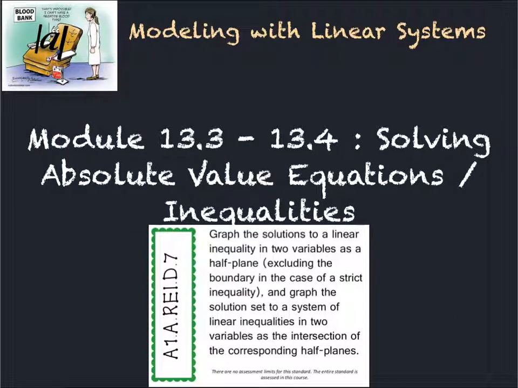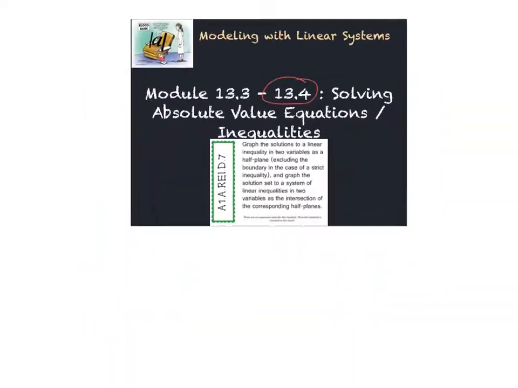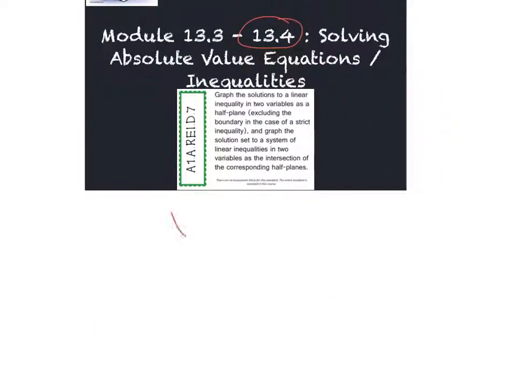This morning we discussed how to solve absolute value equations, and we're going to move on to module 13.4, which is solving absolute value inequalities. And we started off with this example in class today: absolute value of x equals 5. Figured out there are two possible solutions that would satisfy this, which is 5 and negative 5. Absolute value of 5 is 5, and absolute value of negative 5 is 5 as well.